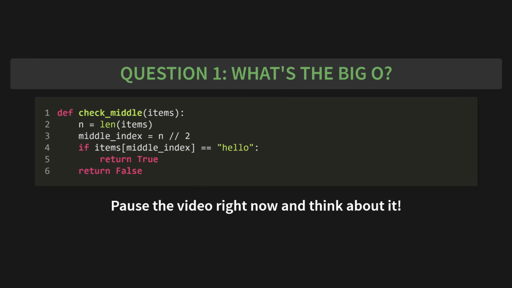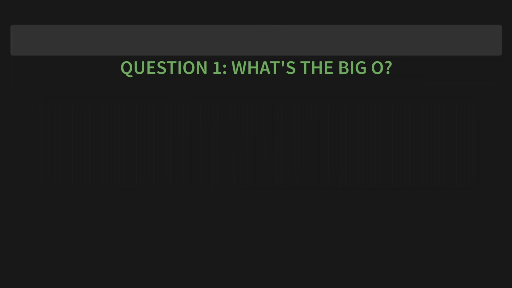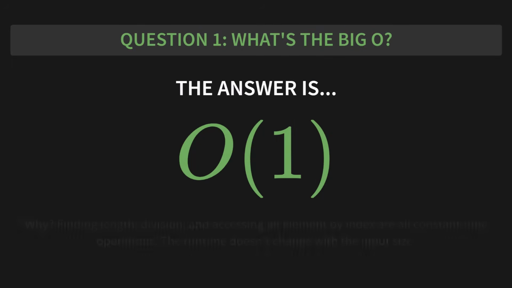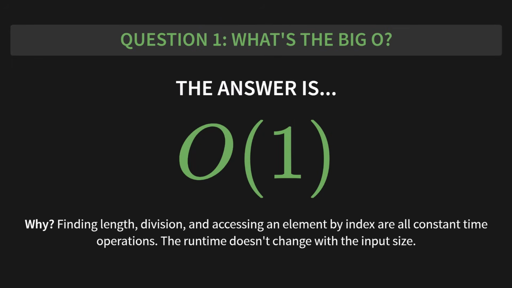Okay, you ready? The answer is O of 1. Why? Because finding the length, doing a single division, and accessing an element by its index are all constant time operations. The runtime doesn't change one bit with the input size.